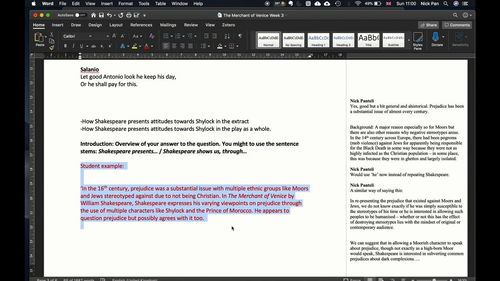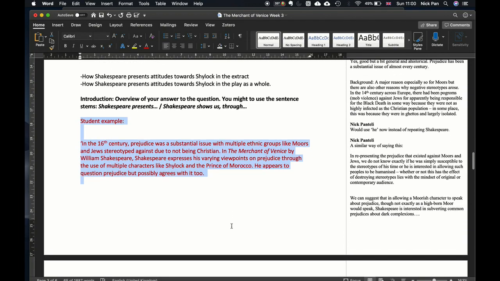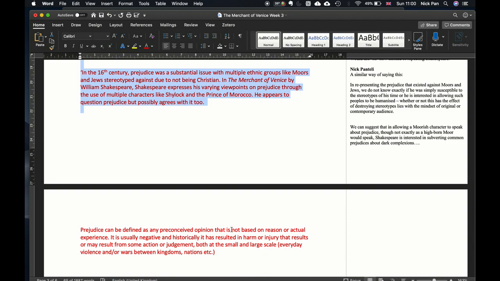I think there are things that are good as well as not so good with it. However, first of all, we might go about offering a definition. So we might say prejudice can be defined as any preconceived opinion that is not based on reason or actual experience. We are all prejudiced to some extent, even about more casual things, say, whether a certain food is good or bad. However, in this context, it is usually negative, and historically it has resulted in harm or injury that results or may result from some action or judgment, both at the small or large scale.